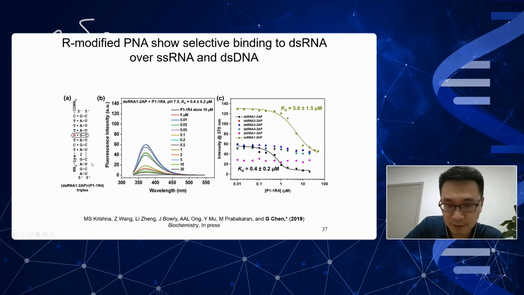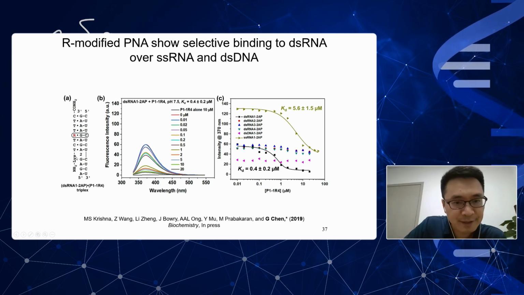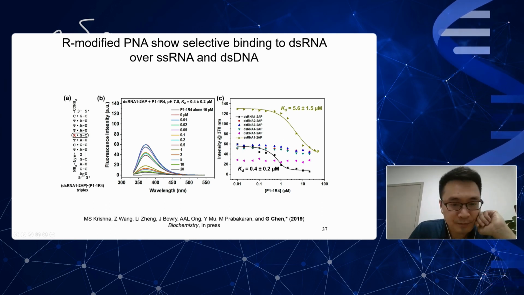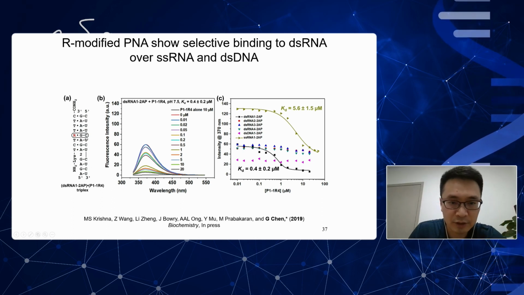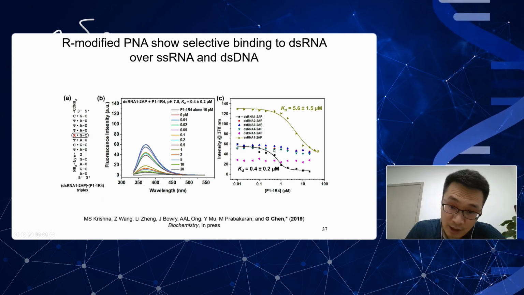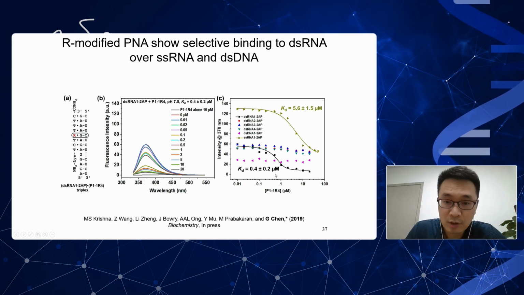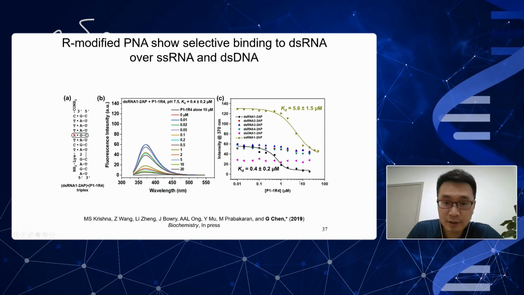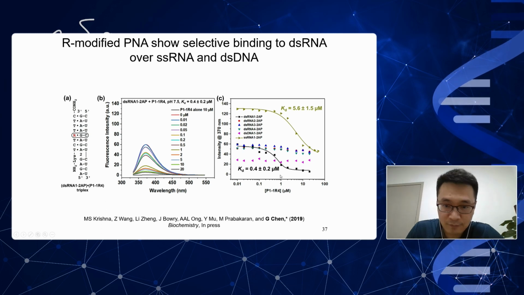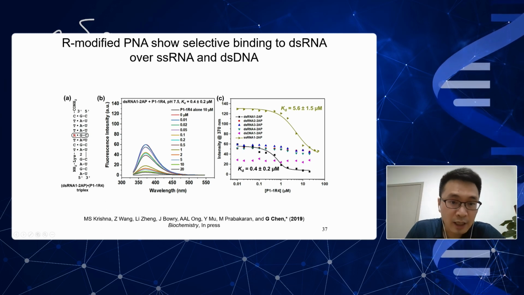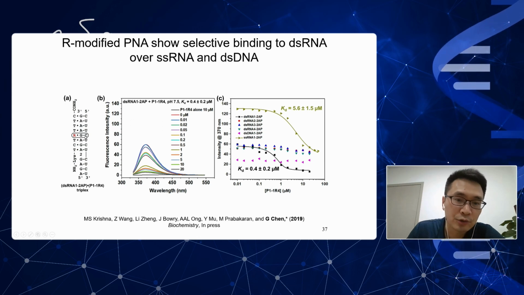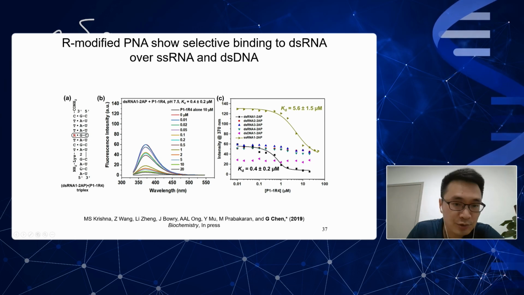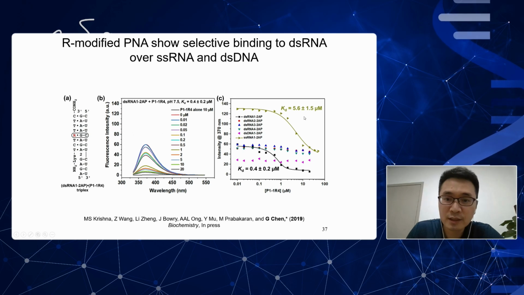Indeed, we see quenching of the fluorescence, probably because there's stacking between this T and this 2-aminopurine. So you can see the binding can occur between the PNA and this target RNA duplex. The KD is about 0.4 micromolar. You can see the black curve, and all the other points are for the binding when the GC pair is changed to CG, AU, or UA. You can see there's no binding. And when we test the binding between single-stranded RNA and these R-modified PNA, we see very weak binding.